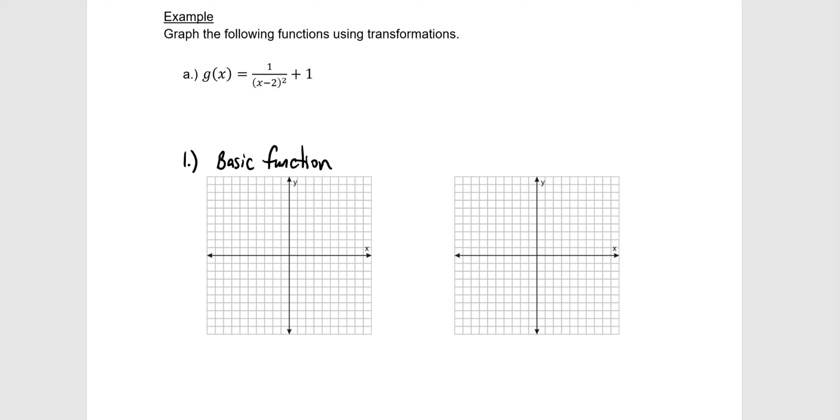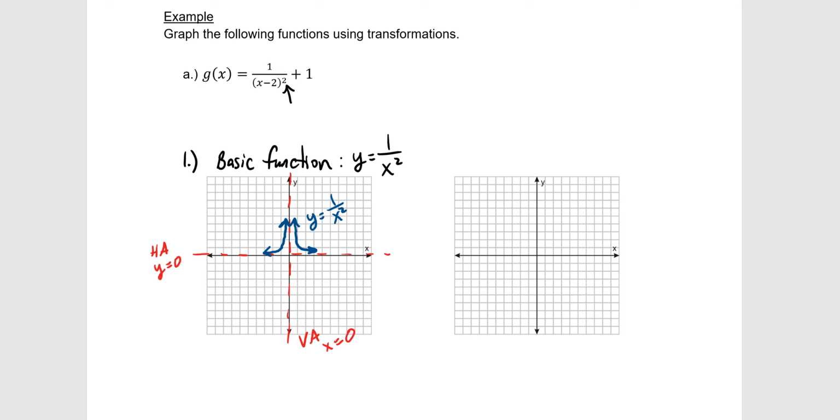So we have to take a look at this g of x. Our basic function from this section is either going to be the reciprocal function or the reciprocal squared function. Since there is the squared here, it's going to be the reciprocal squared function, which is 1 over x squared. So we're going to graph that out. I'm just doing a rough sketch for this one. So that one looks something like that.